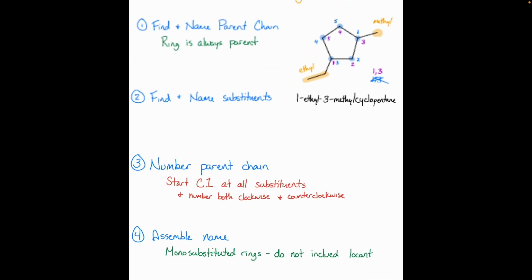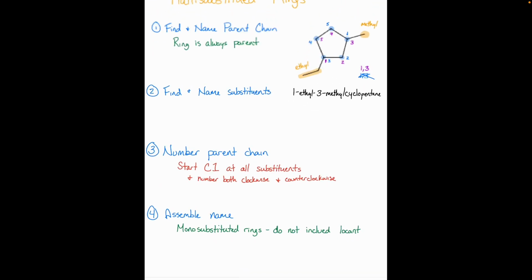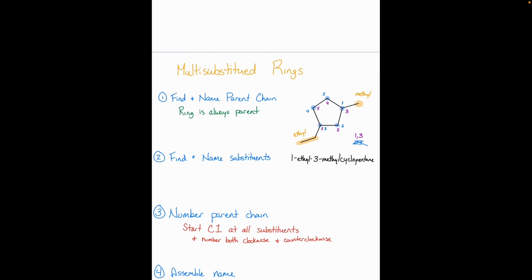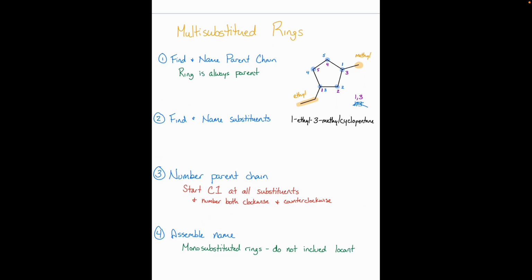All right, so we had to update our rules a little bit here. Finding the parent chain: our new update is that the ring is always going to be the parent chain in these molecules. There's nothing new about naming the substituents. But when it comes to numbering, we start with carbon 1, add our substituent, and we can go clockwise or counterclockwise. We're going to have to test them all. And lastly, for mono-substituted rings, when we assemble the name, if there's only one substituent on there, we don't bother writing the number for it.